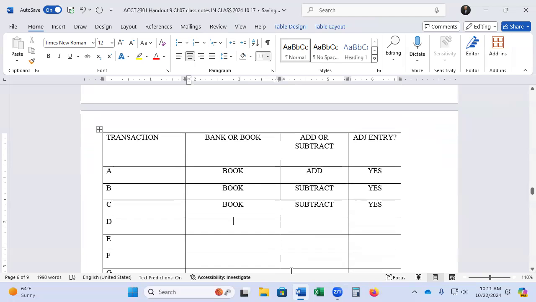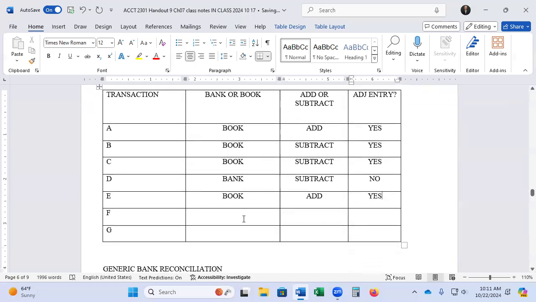For your bank, a credit increases the balance, a debit decreases the balance, so that you have to subtract this. Outstanding checks. And so we know the outstanding checks, but the bank doesn't know about it, so we have to adjust the bank balance. We have to subtract it because they'll eventually reduce that balance. And because it's for the bank, there is no entry required. Credit memos. So this is the book. This is the opposite of a debit memo. So we would add it and we would need to make an adjusting entry.